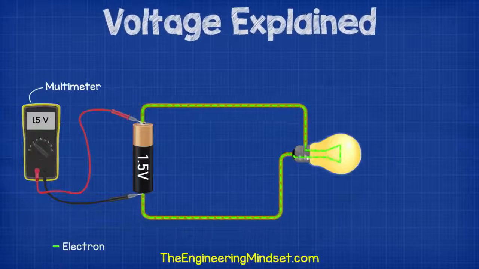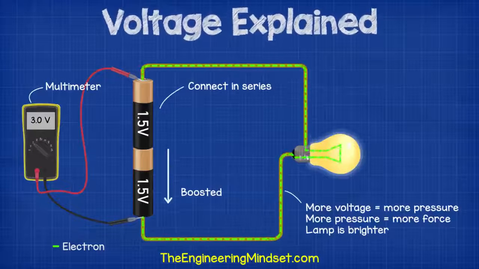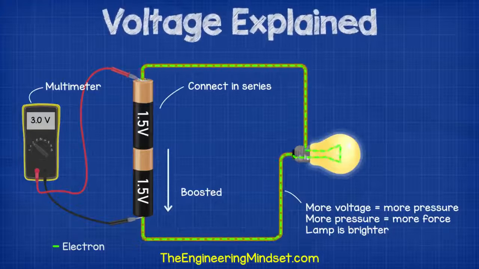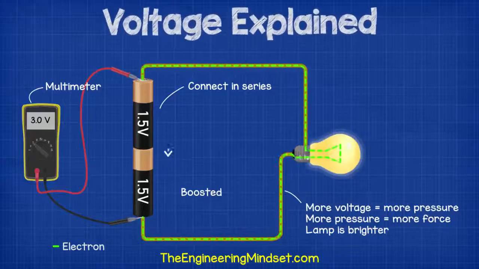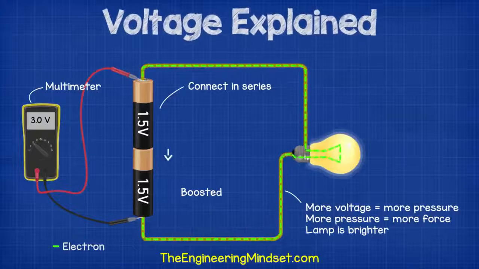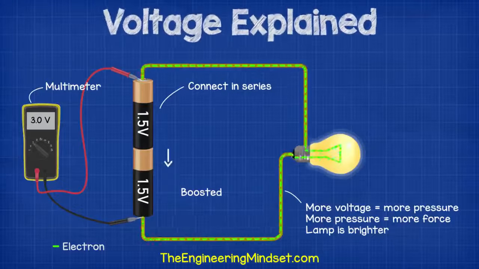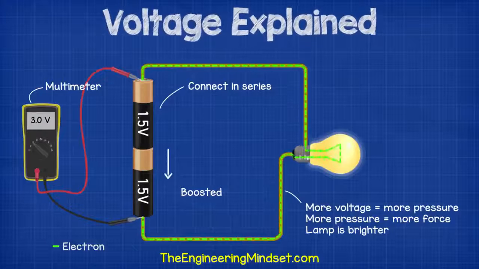If we then added another battery to the circuit in series, then the electrons will effectively be boosted by the second battery because they can only flow along this path and there is more energy being added. This will combine the voltages so we get 3 volts. More volts equals more pressure, which means more pushing force. That will mean more electrons will flow and the lamp will glow brighter.